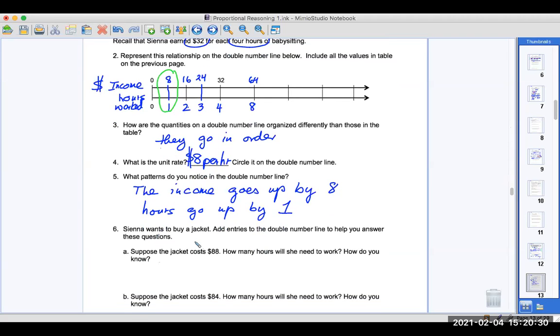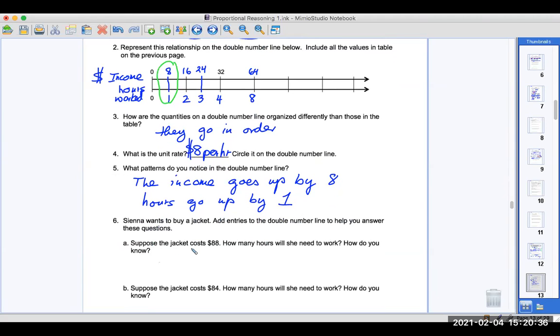Sienna wants to buy a jacket. Add entries to the double number line to help you answer these questions. Suppose the jacket costs $88. How many hours will she need to work?